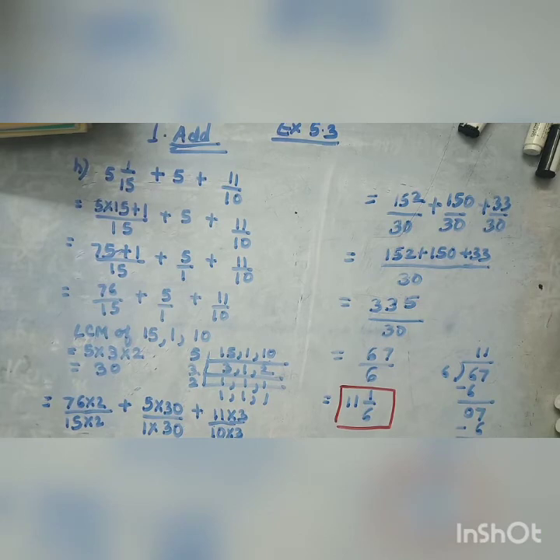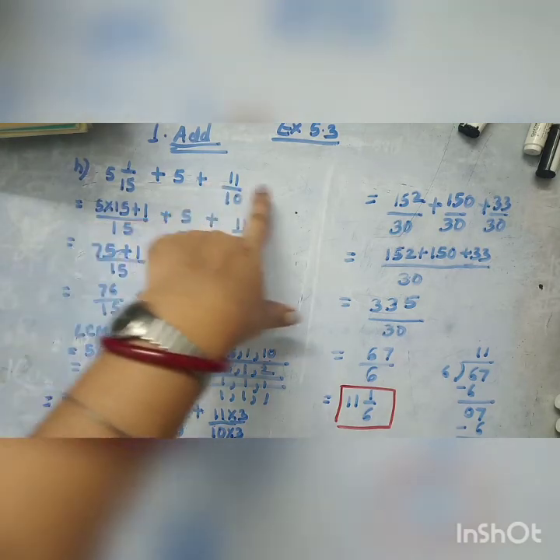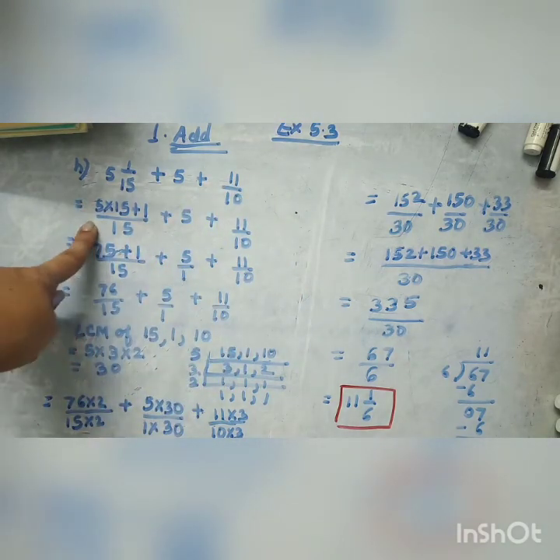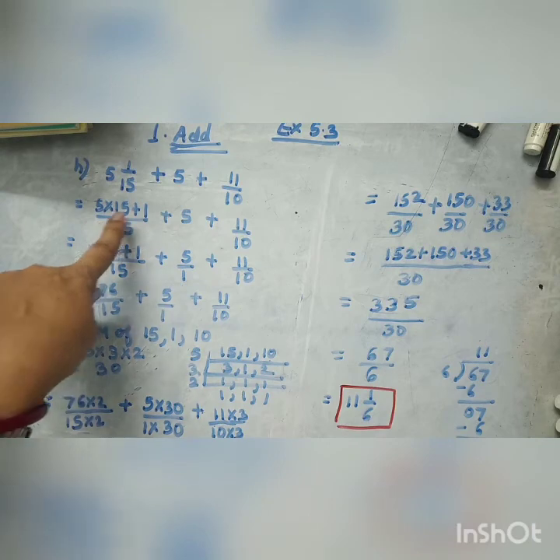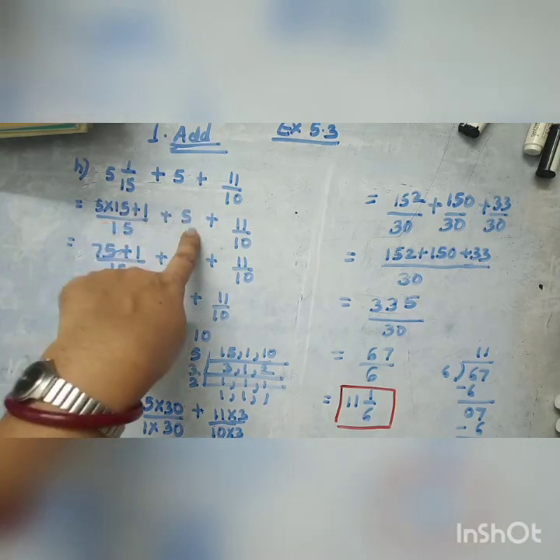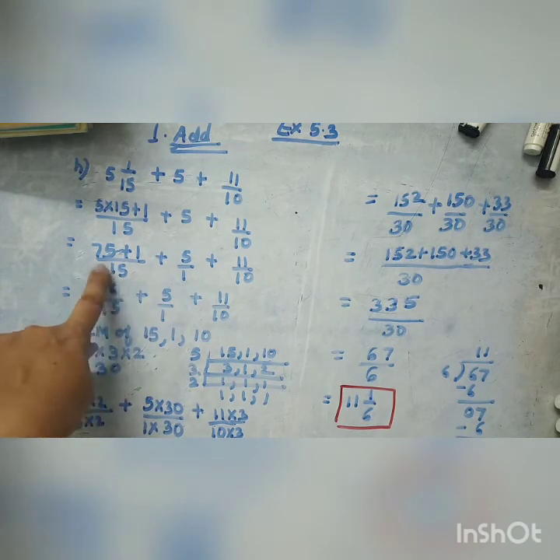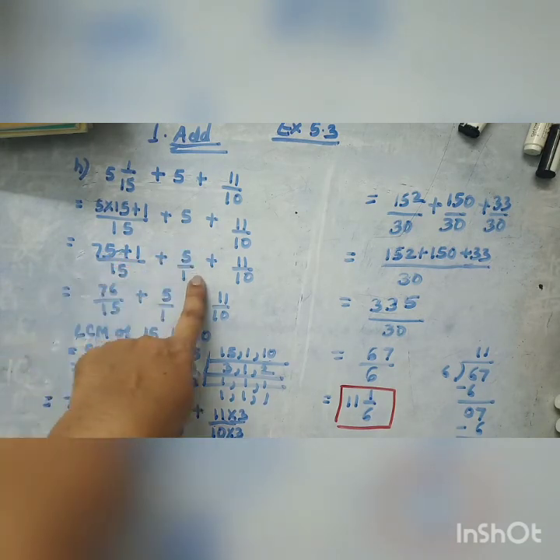See students, this is the next problem. Here you have mixed number, whole number and fractional number. Okay, mixed number should be converted into improper fraction. See, I have converted it into improper fraction. 5 × 15 + 1. Then this is whole number, this is fractional number. This comes as 75 + 1/15. Now this can be written in fractional form, that is 5/1.